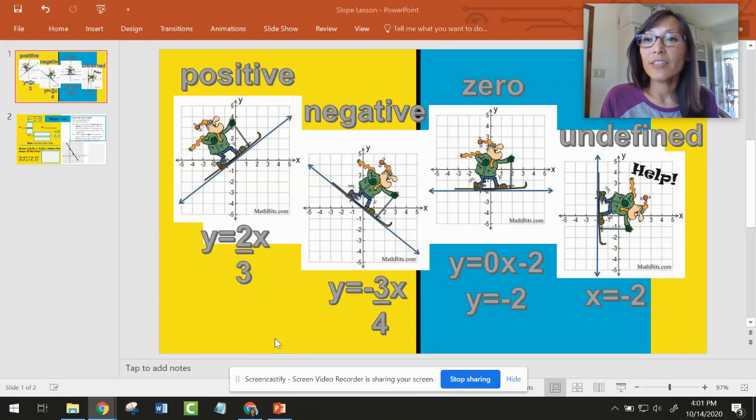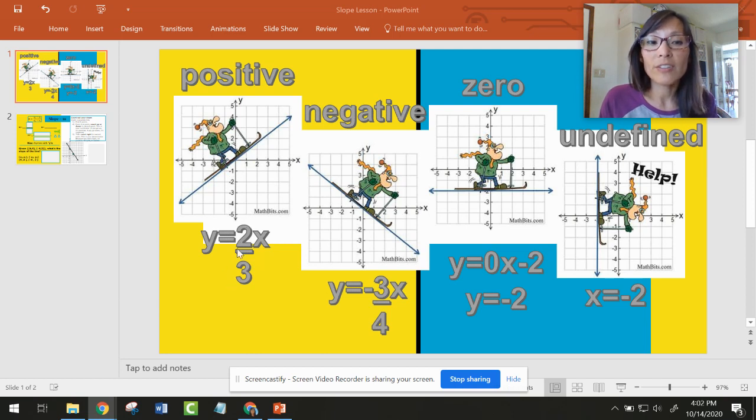When we talk about linear equations and the graph of a linear equation, we often like to refer to its slope. That is, how much this line is slanting. And so when we look at this graph, if we're moving from left to right, we notice that the values are increasing. If the values are increasing or going up, then we call that a positive slope.